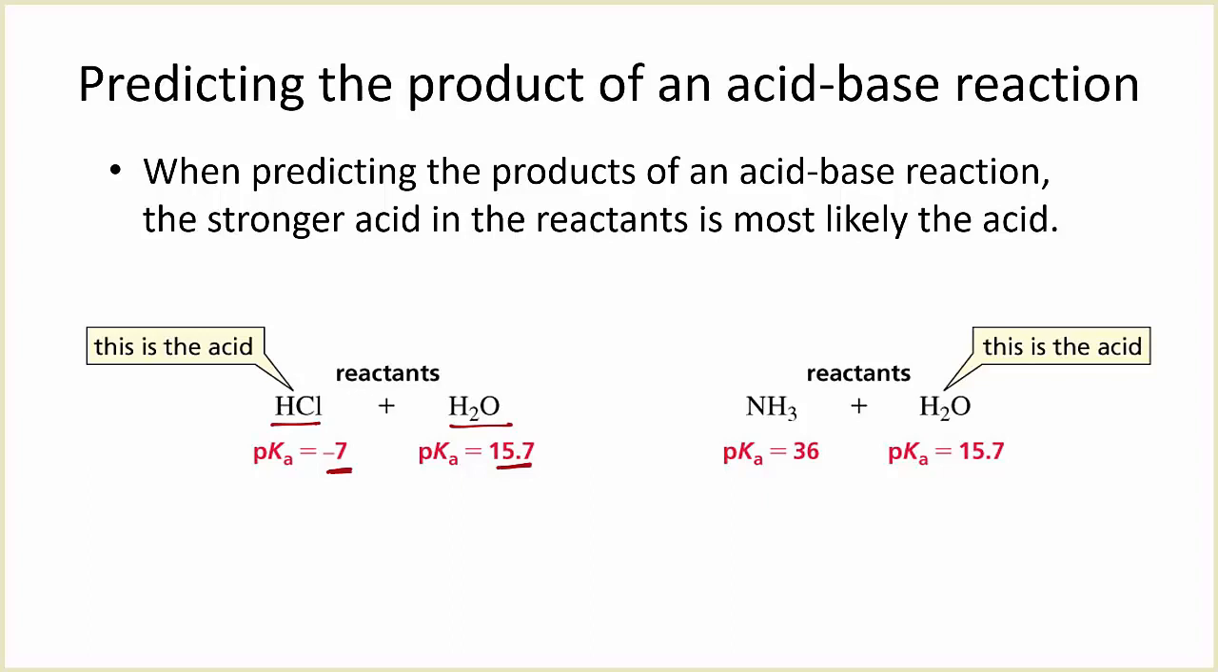The next thing you have to be able to do is predict what the products are. So take a moment, you can pause the video, and then try to write out the products of HCl and H2O, where HCl is acting as the acid and H2O is acting as the base.